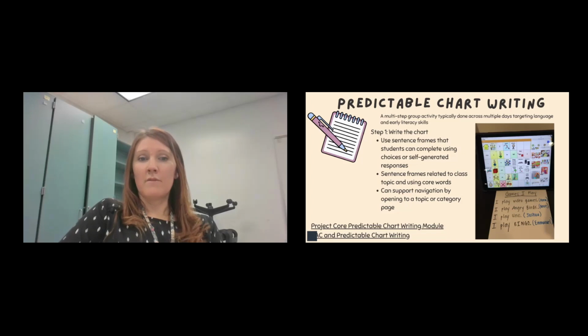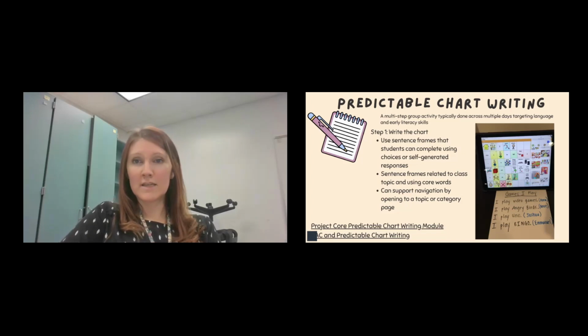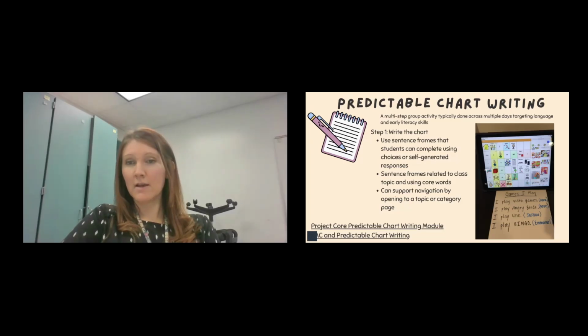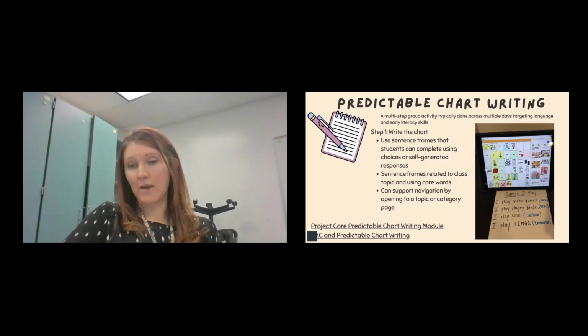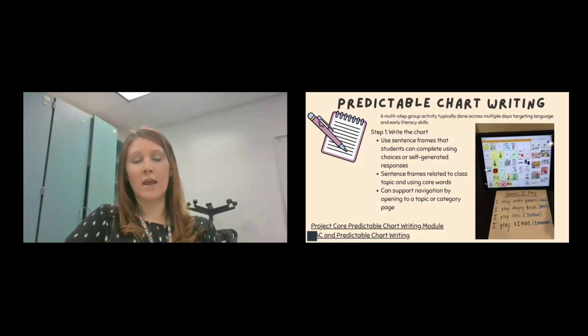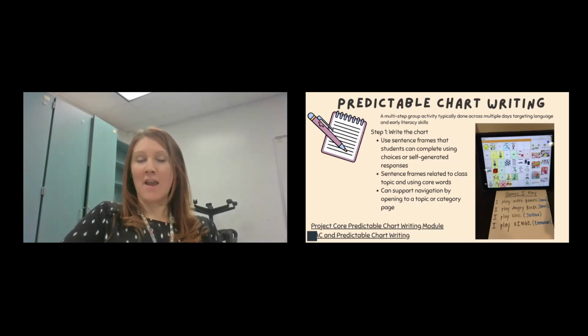And the staff can support navigation by opening to a topic page or a category page, or you can even see in this example that Google Images is open to help with thinking about or providing different responses. Uno was on there and it's in the Google Images. It may not be programmed into the device, but you can work on how to spell that, or maybe we do program that word into the device if that's their favorite game. It's one of those F's, that favorite.